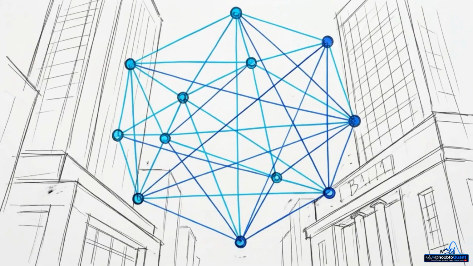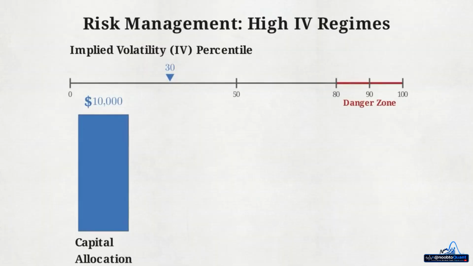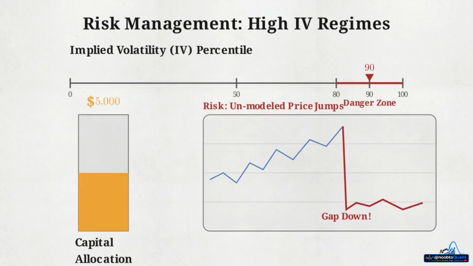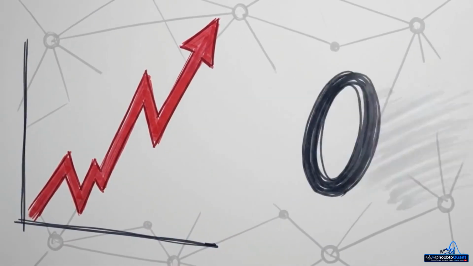Institutional quants recognize that standard models often fail during high volatility regimes, requiring advanced differential machine learning to account for sudden extreme price jumps. Retail traders lack these high-frequency tools, so they must compensate with a defensive allocation strategy. When implied volatility hits the 90th percentile, the institutional response is complex math. The retail response should be simple. Cut your capital allocation in half to account for the risk of unmodeled price jumps. Having a perfect statistical edge means nothing if poor sizing during a sudden volatility spike wipes out your trading account.